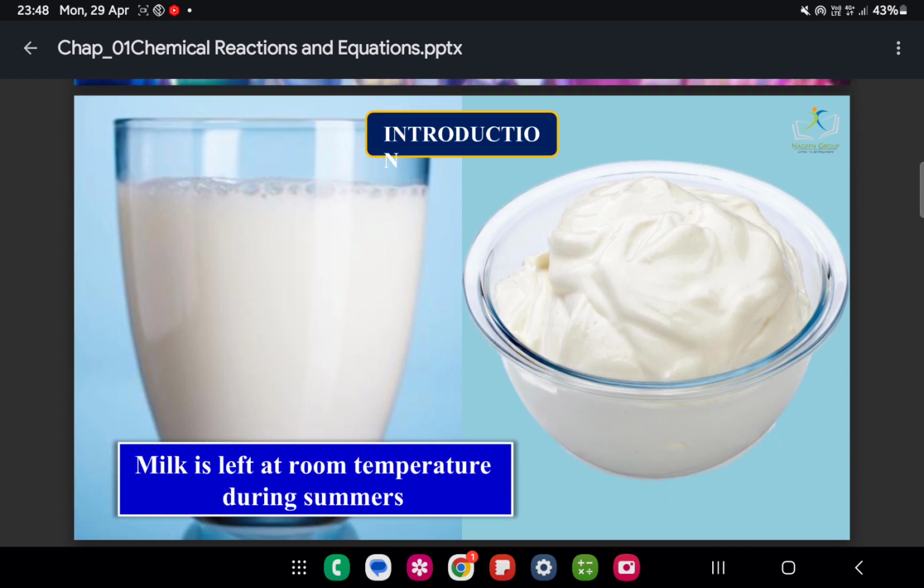See, in the first figure they have given milk, and after that they have given curd. When you leave the milk at a temperature above normal in the surroundings, it will convert into curd. So they have given the sentence: milk is left at room temperature, it gives curd in the summer. Whenever you leave milk for some hours at a higher temperature, it will be converted into curd.